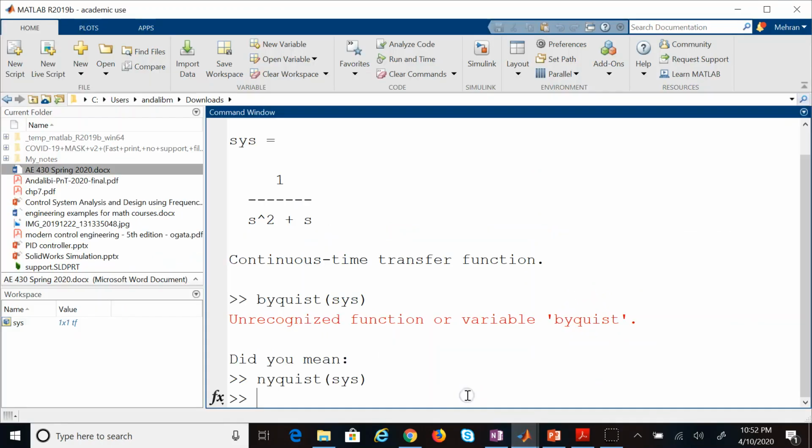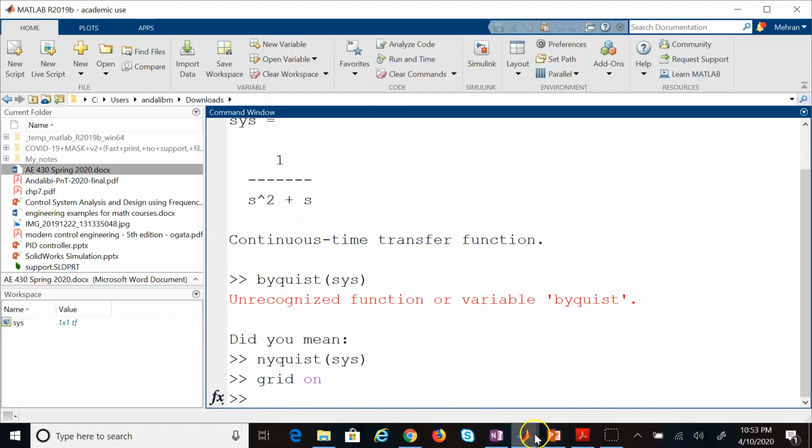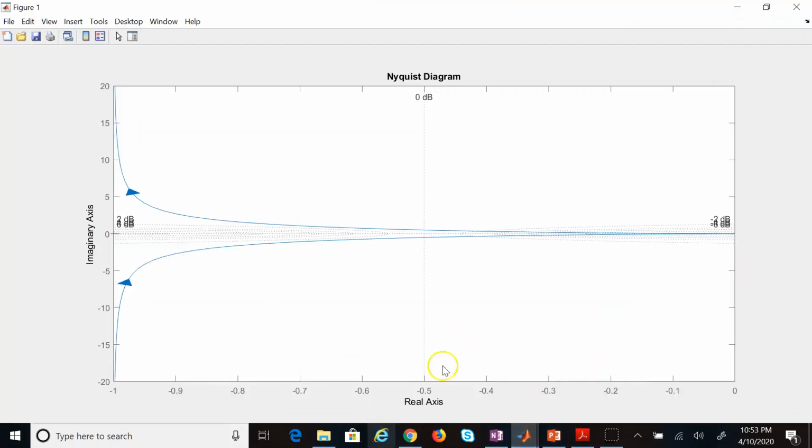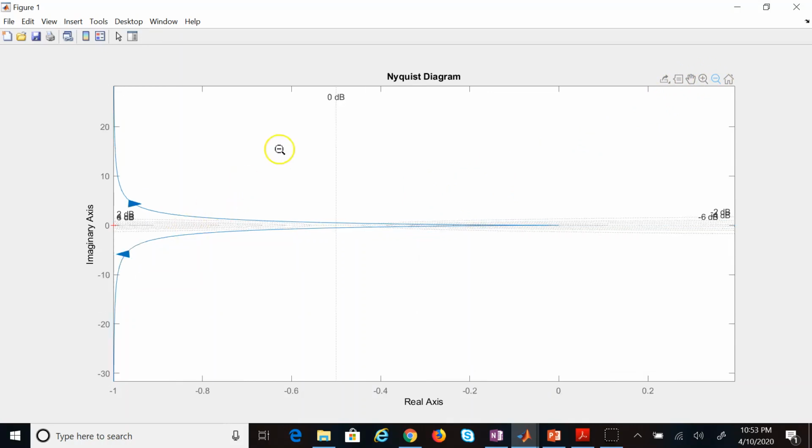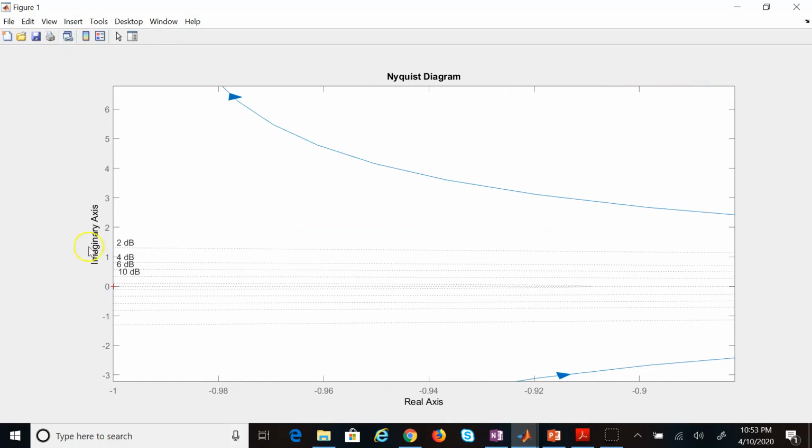Now, this is what I do. I just say grid on. Look what happens. Let's see if it allows me to zoom out. I don't know if it allows, but even if it doesn't, you can see here, look. These are different MR values. These are those circles, of course, a portion of them, because this Nyquist is special, so it's just showing on one side of the frequency axis.